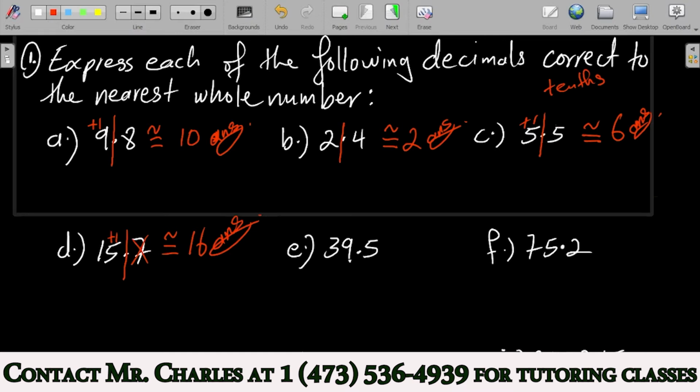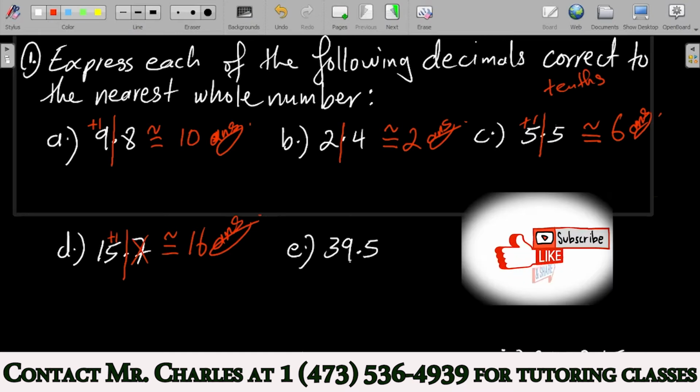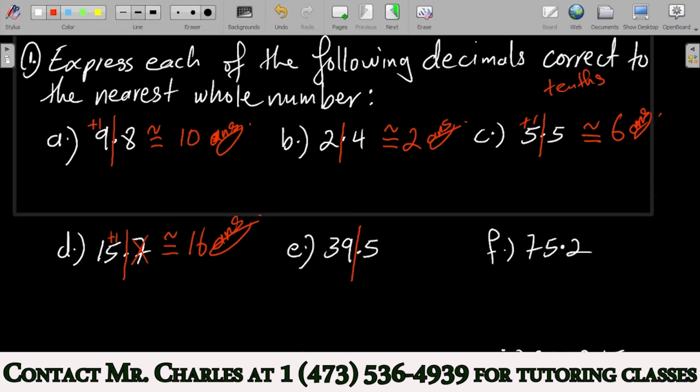E, letter E, 39.5. Now the line has to come between the 9 and the 5. And the 5 is 5, so we have to add 1 to the 9, so 39.5 is approximately equal to 9 plus 1 is 10, but we could also say 39 plus 1 is 40, so our answer is approximately 40. We have to drop the 5.